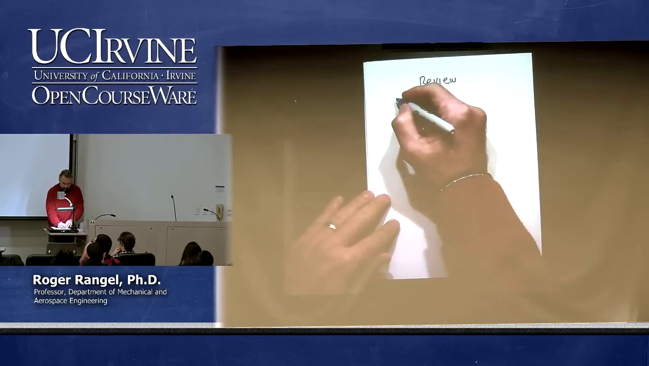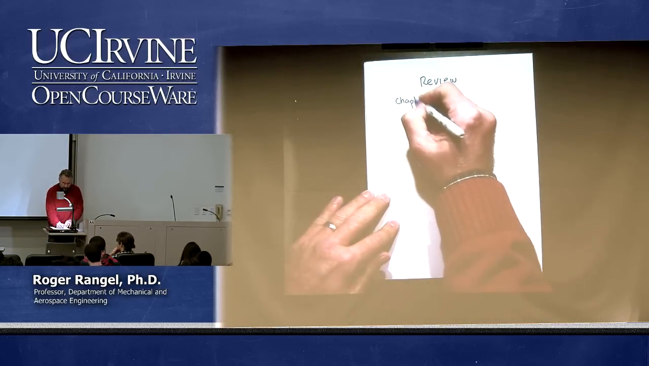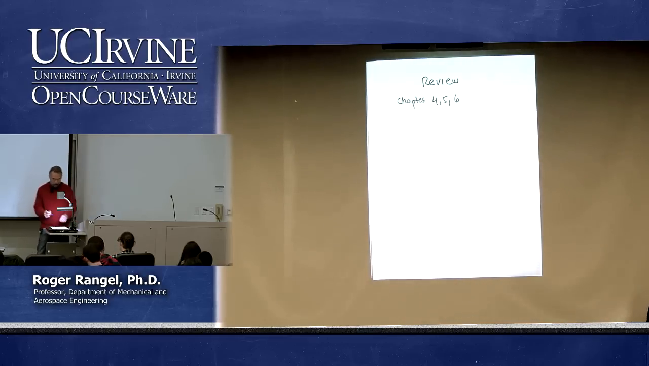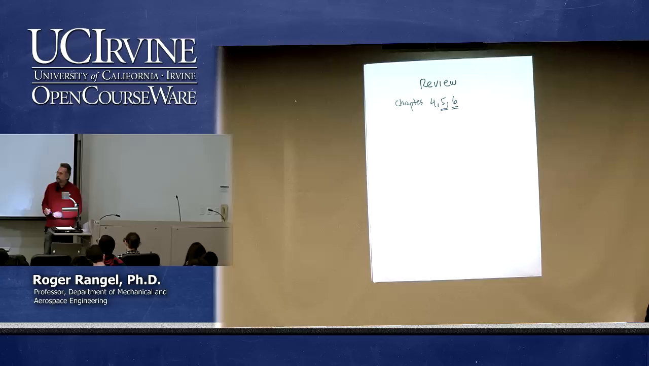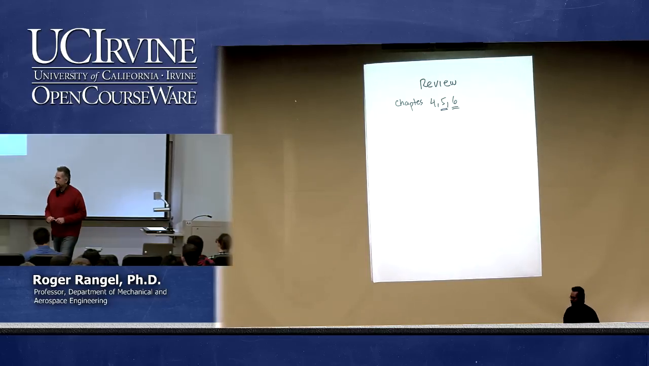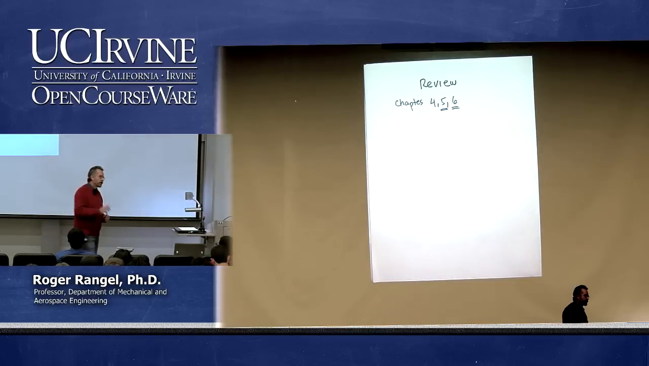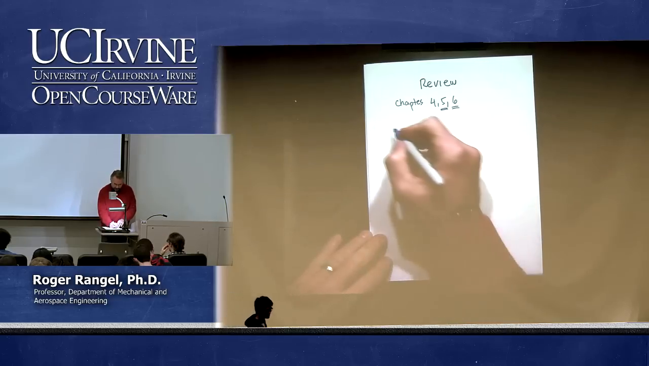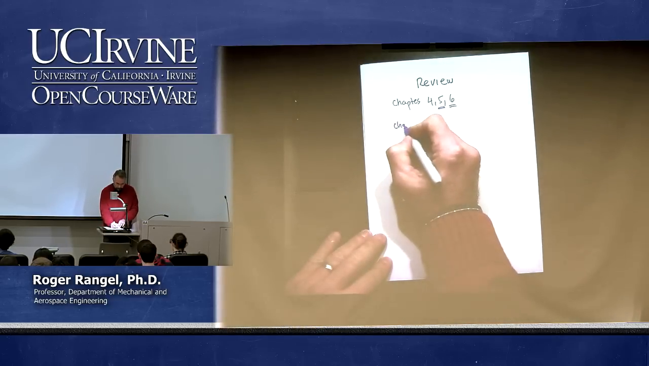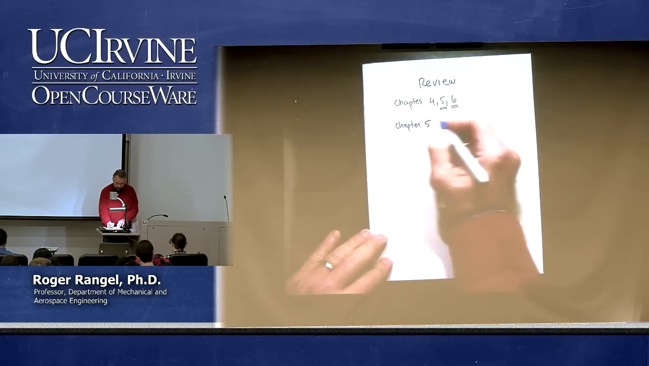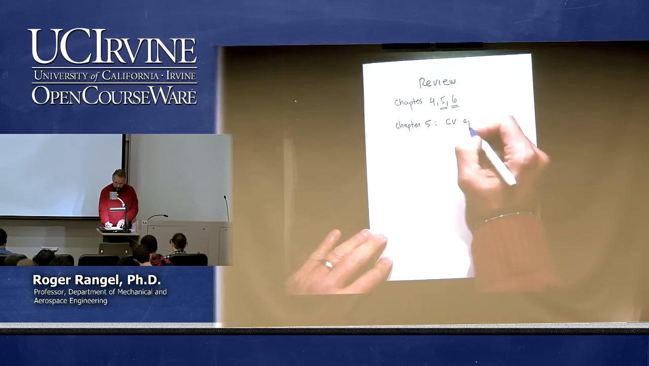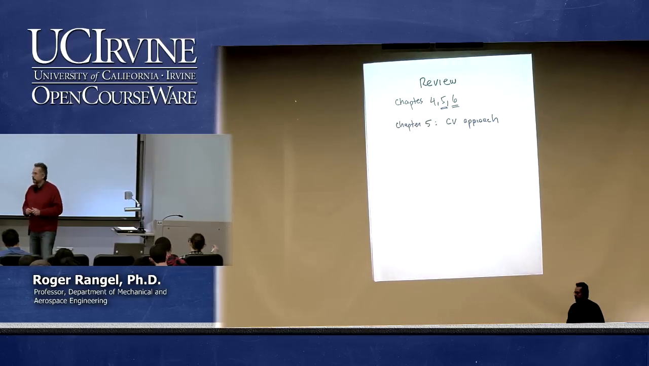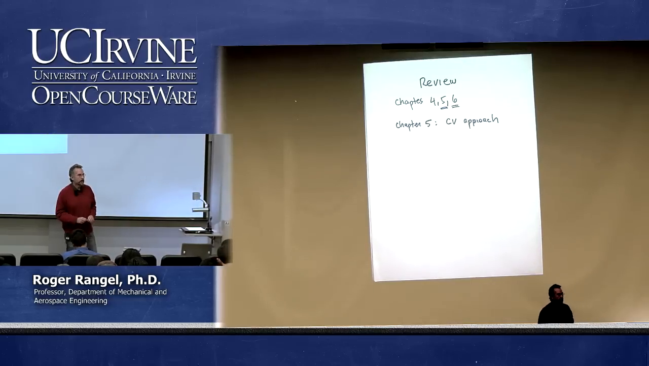So again, it's focus on chapters 4, 5, and 6, but more so on 5 and 6. That doesn't mean ignore chapter 4. Chapter 4 is the one on kinematics. Chapter 5 is the one on the control volume approach. So that we covered in the second midterm, but it will come back in the final.